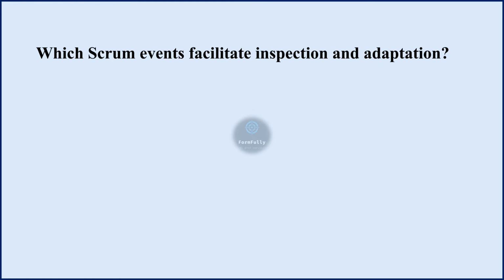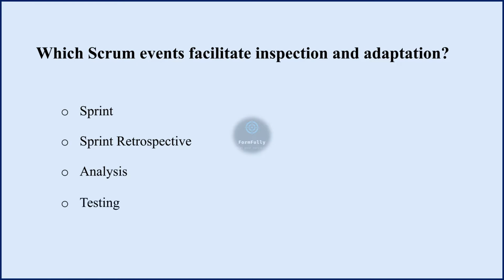Next question. Which Scrum event facilitates inspection and adaptation? Options are sprint, sprint retrospective, analysis, testing. And the correct option is sprint retrospective.